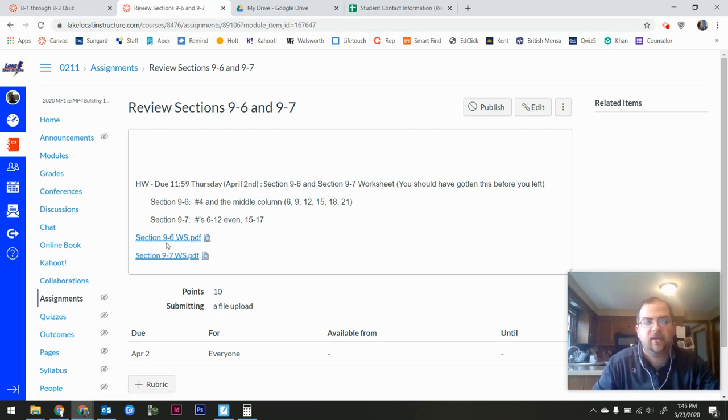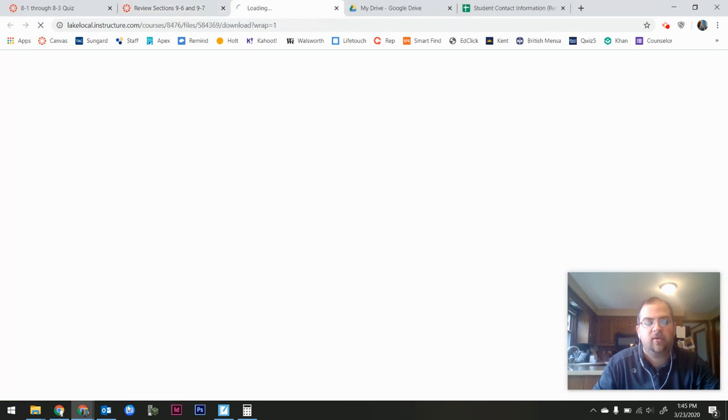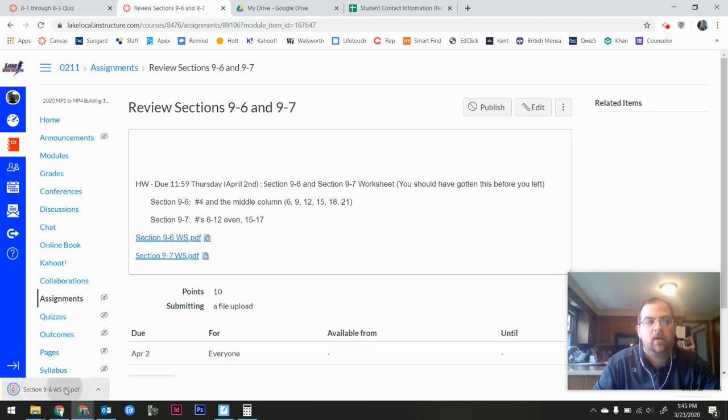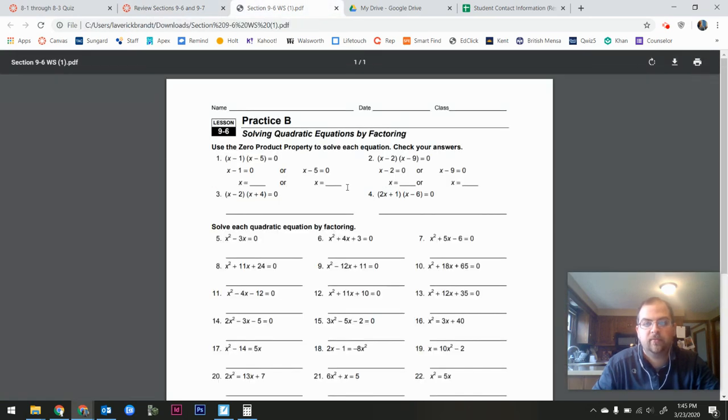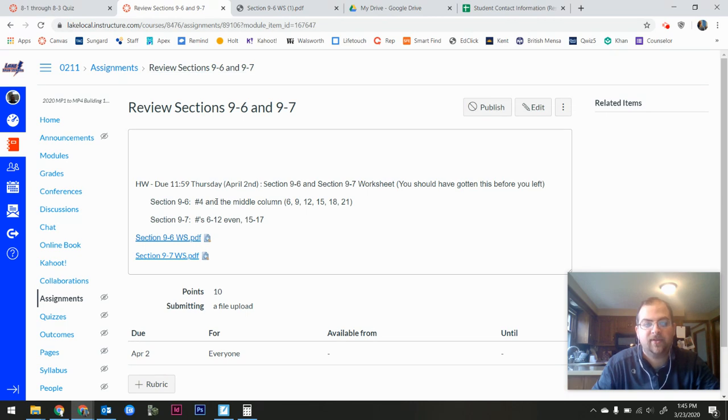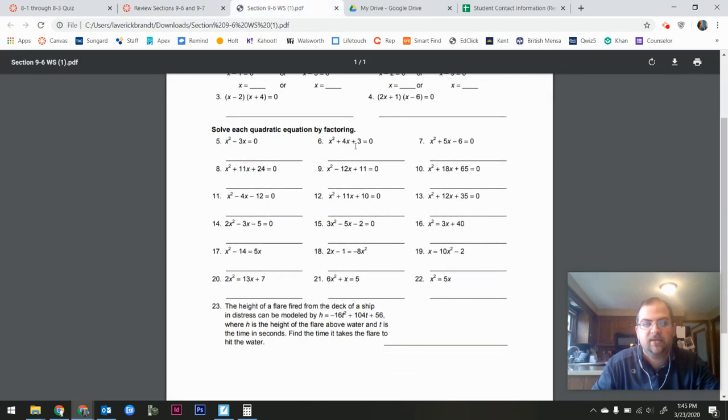Take a look here, section 9.6 worksheet. Just going to open this up real quick. For this one, you only need to do number 4. Okay, this number 4 here, and then the middle column. What does that mean? The middle column. That means 6, 9, 12, 15, 18, and 21. You don't need to do 23, okay?